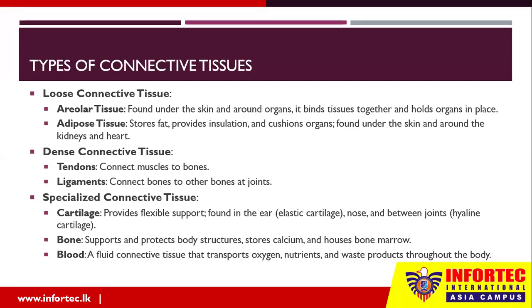When we consider the areolar tissue, as I already told you, it is found under our skin and around organs. This binds tissues together and holds our organs in place. Moving to adipose tissue, it is the fat. This tissue stores fat and provides insulation, and it cushions organs. It means there is a protective function from damage. This adipose tissue is found under the skin and around our kidneys and heart.